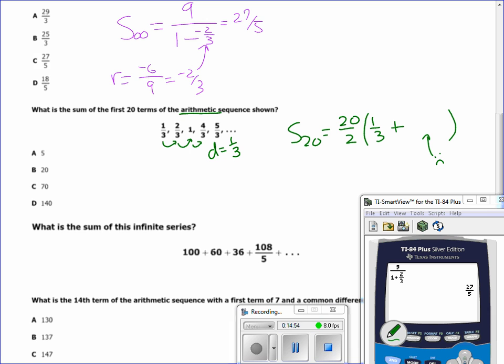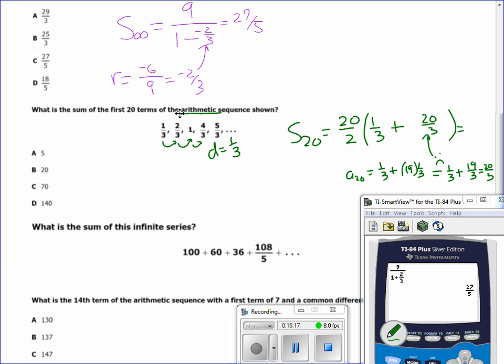I don't know the 20th term, but I can easily find it. So the 20th term will be the first term plus n minus 1, so 20 minus 1, which is 19, times a common difference of 1/3. Well, that's easy enough. I mean, it's just 1/3 plus 19 thirds, so that's 20 thirds. All right, so I got 20 thirds right here.